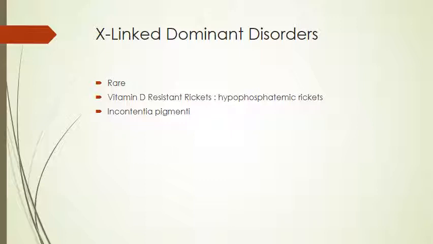I'd like you to look at these two diseases, vitamin D resistant rickets or hypophosphatemic rickets, which is found in males and females, and incontinentia pigmenti, again found in males and females. I'd like you to look up these two disorders as part of your work this week, and you'll be able to discuss them as part of your next exam, which will be in 3 weeks.